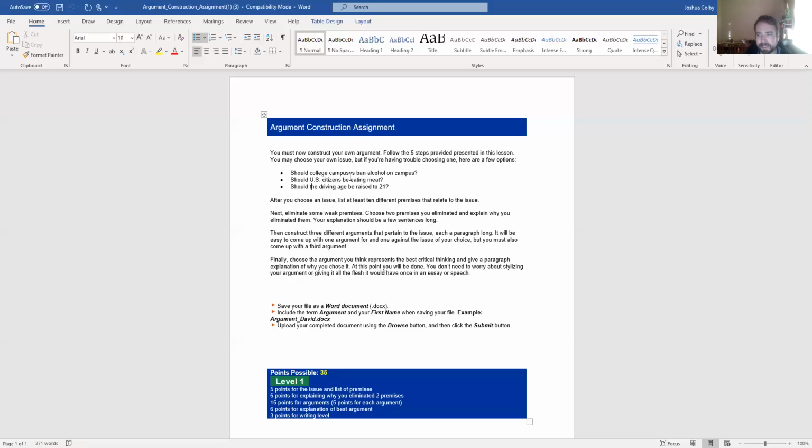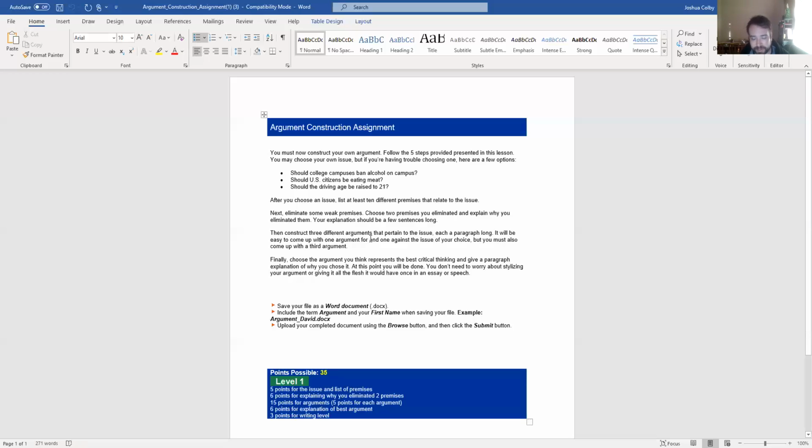That's one of the spots where students lose points on this assignment, is that they don't actually explain any of their premises. So the idea instead is that you take a single premise and then build on it into a full paragraph. If I say the driving age should be raised to 21 because teenagers' brains are not fully developed, I then need to expand on what I mean by that. Bring in some research, flesh that idea out. So think of one idea per paragraph.